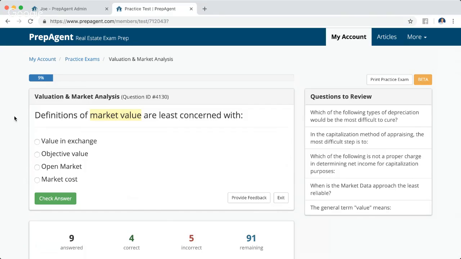Okay, here we go. Definitions of market value are least concerned with A, value in exchange, B, objective value, C, open market, D, market cost.